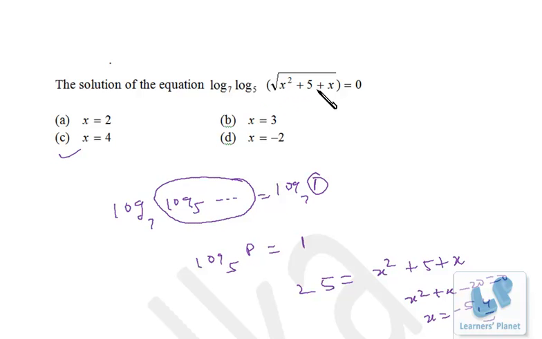That means root of x square plus 5 plus x should be 5 only, right? That means if this quantity is in the square root, this quantity must be 25. Getting my point? X square plus 5 plus x must be 25. That means if you can put up the value of x from the options and just see where it is 25. So right away, if you put 4, you'll be getting 16 plus 5, 21 plus 4, 25.